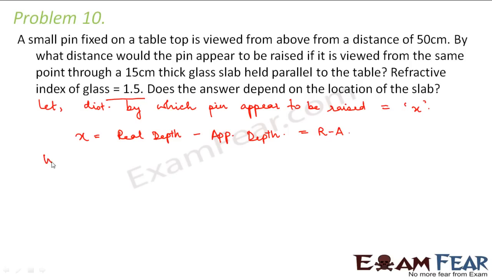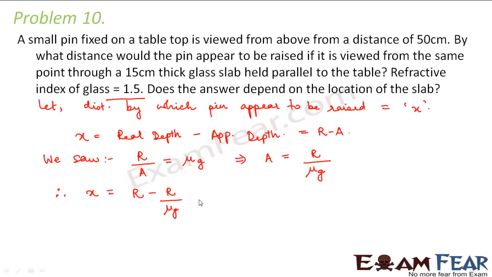Now we already saw that the ratio of real depth to apparent depth is equal to the refractive index of the medium. Here the medium is glass, so this is equal to mu g. So apparent depth is equal to real depth divided by refractive index of glass. Therefore, x is equal to R minus R by mu g, which is R into 1 minus 1 by mu g.